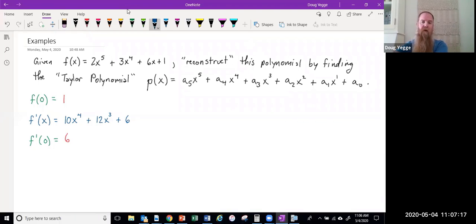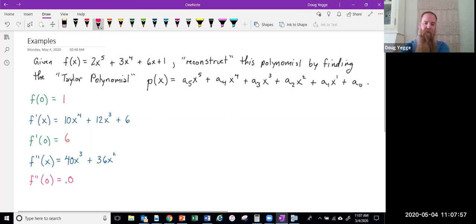But then I have to find the second derivative as well, okay? Because I need to make sure that my curve matches the same second derivative. So f double prime of x would have to equal 40x to the 3rd plus 36x squared. And that implies that my second derivative at 0 should equal 0. So that means that my second derivative would be 0, which means that I have a concavity change at 0, a point of inflection.